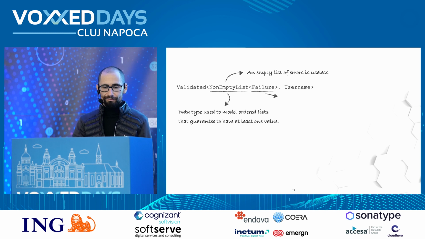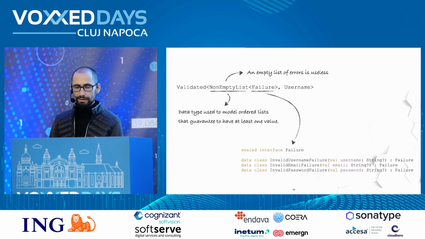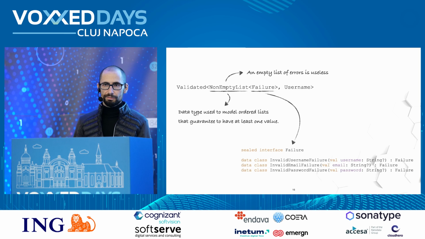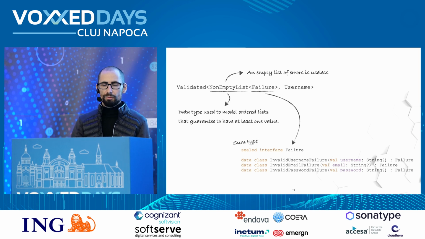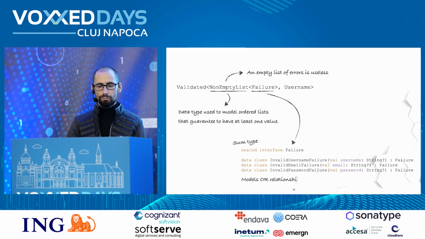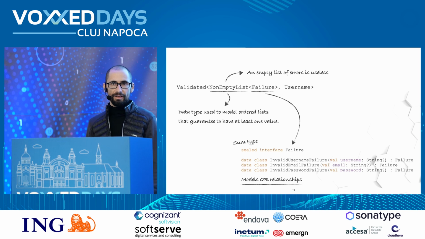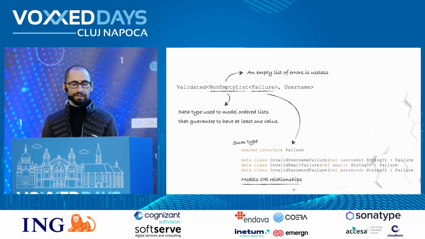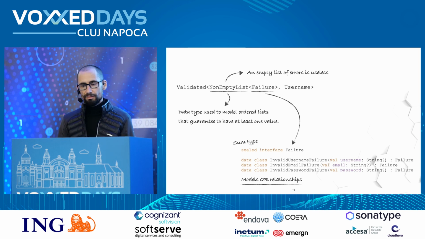And what is Failure? Failure is basically a type that we defined as a sealed type or ADT, where we can specify all of our individual domain errors for each case in particular. These are called sum types, and they model our relationships. So here the Failure cannot be at the same time InvalidUsername, InvalidEmail, InvalidPassword, and so on. And this is valid for the Validated type as well. The Validated can only be Invalid, which is the left side or the error, or can be Valid, the right side.